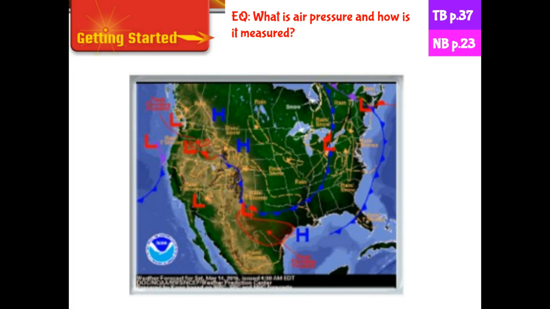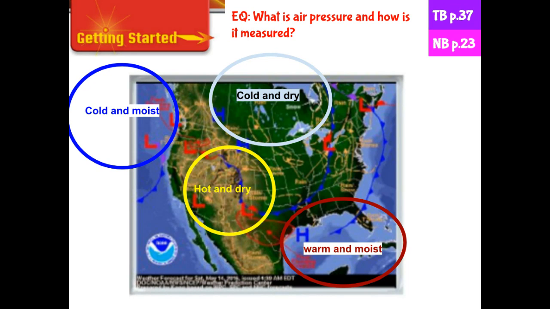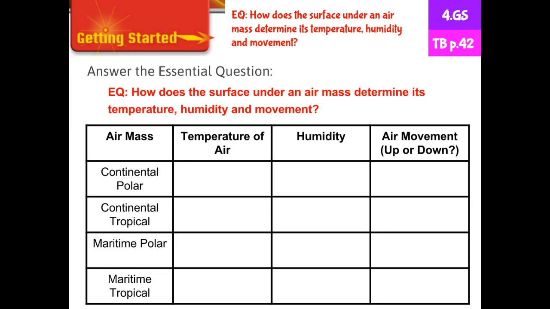So as we look to the weather map here, what you're going to find out is up north, you're going to get a cold and dry air mass. Down south, it would be warm and moist. Up to the northwest, you would get a cold and moist air mass. And of course, over the desert area around Arizona, New Mexico, you would get hot and dry. And we're going to be talking about what happens when those different air masses meet. So we're going to create a chart about air mass, temperature, humidity, and does the air move up or down.